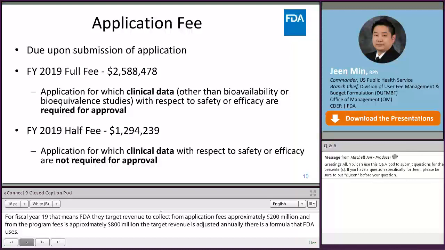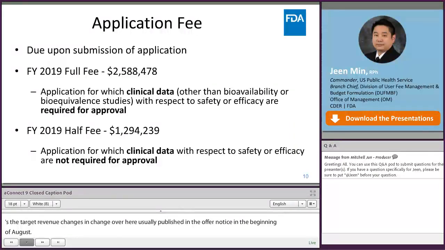As I mentioned, there are two types of fees. The first fee is the application fee. This fee is due upon submission of the application. So if FDA doesn't receive a payment from the firm by the time you submit the application, FDA will not accept the application. There are two different types of application fees: the full fee, and the half fee.